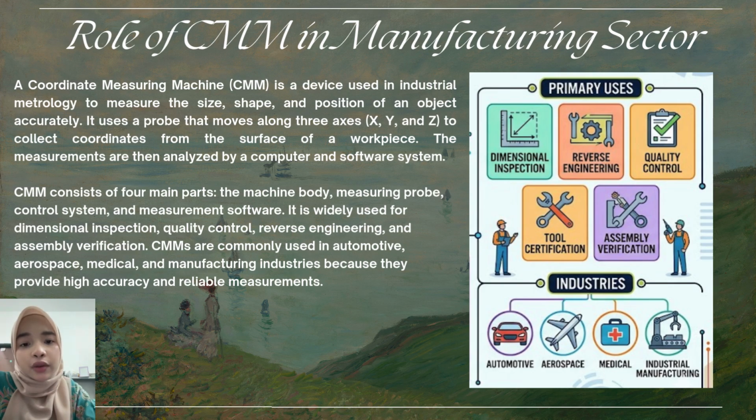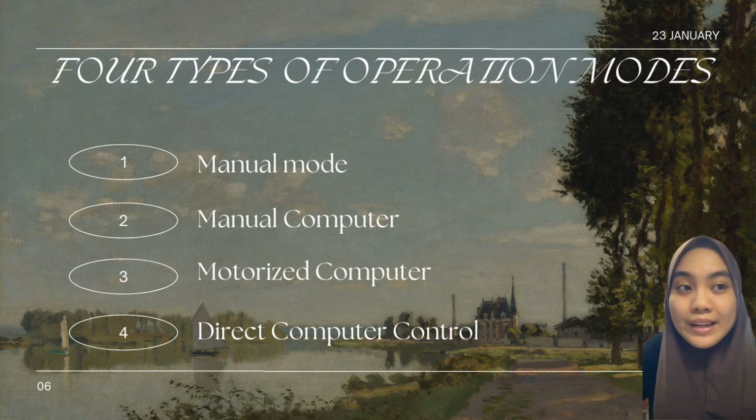A CMM consists of 4 parts: the machine body, measuring probes, control system and measurement software. It is widely used for dimensional inspection, quality control, reverse engineering and assembly verification. CMM is commonly used in the automotive, aerospace, medical and manufacturing industries because they provide high accuracy and reliable measurement. CMM has 4 main operation modes.